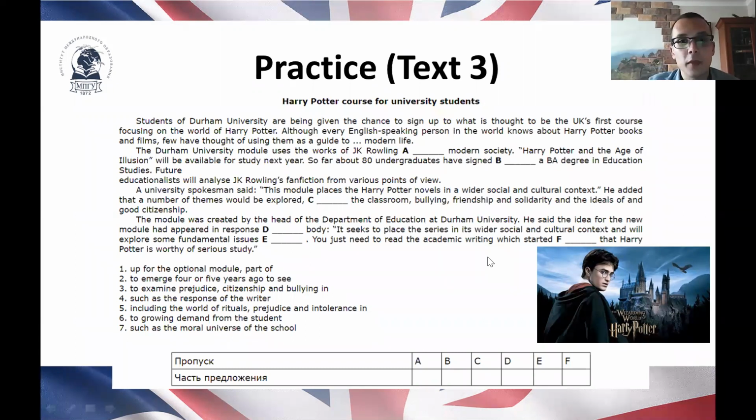Let's have a look at B. So far, about 80 undergraduates have signed up for a BA degree in education. There are actually many quite sophisticated words: undergraduates, bachelor degree, which means Bachelor of Arts degree in education studies, so academic language. But still, we do not need all these words. What helped you to get the idea over the second gap? More or less everyone wrote that it is one. Why is it the element one? How did you get it?